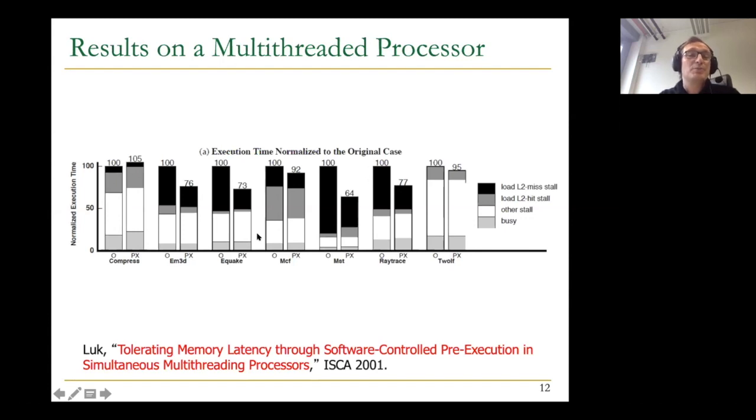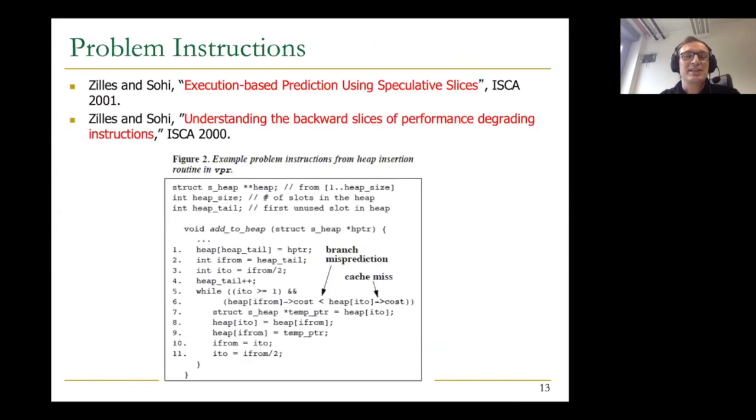But the memory bound programs see significant benefits, as you can see, 24% in this case, 27%, 36% in this case. Okay, so hopefully this is interesting. And these are results on real systems. Let's talk about these problem instructions a little bit more.